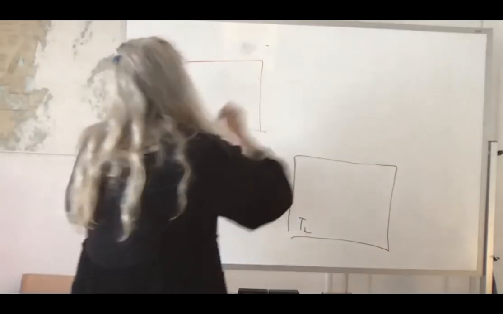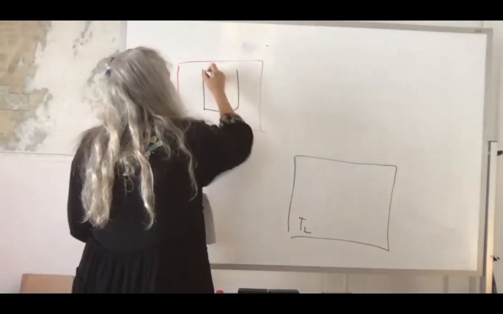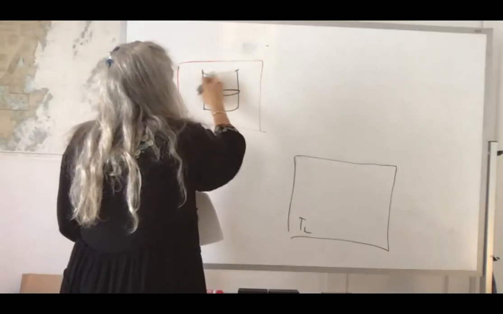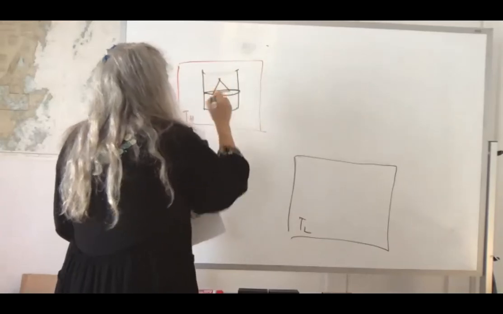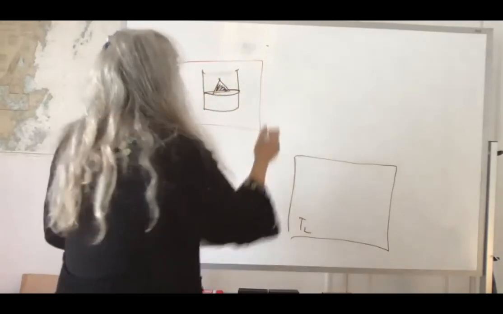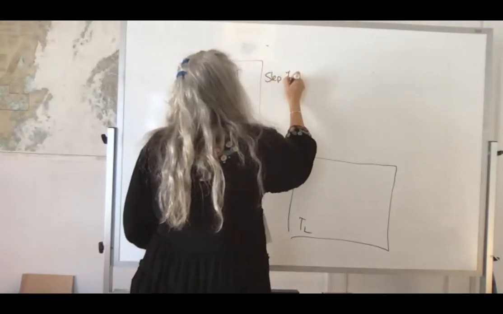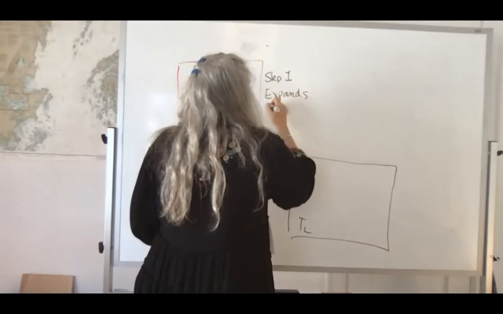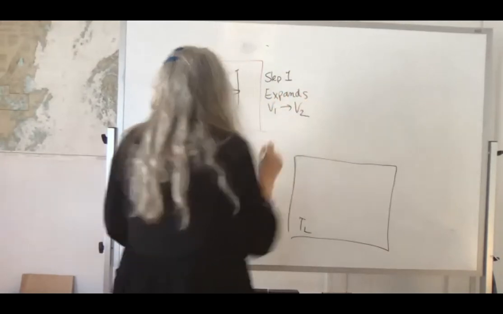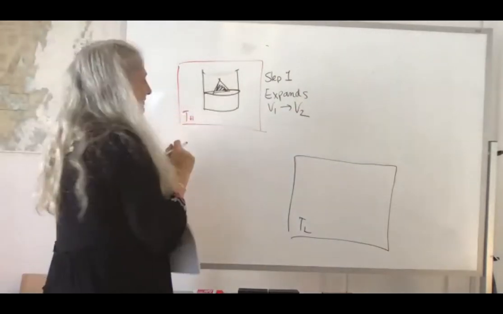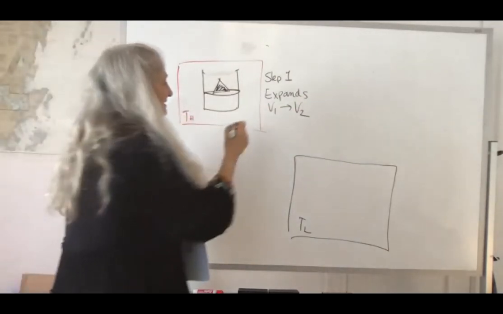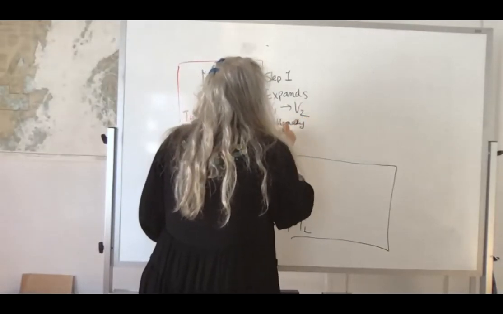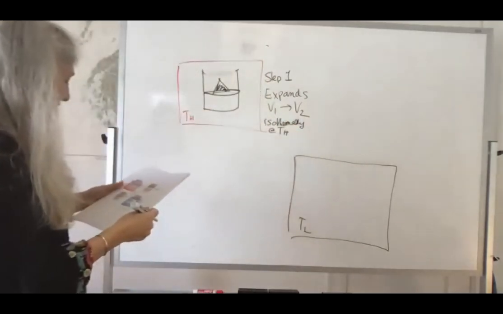And then we're going to have, so let's put our little gas thingy in here. Piston. And I'm going to put sand on it. Okay, so here's the sand pile. So this is step 1, and it expands from V1 to V2, and it's in the thermal reservoir, so it expands isothermally at the higher temperature. So that's step 1.